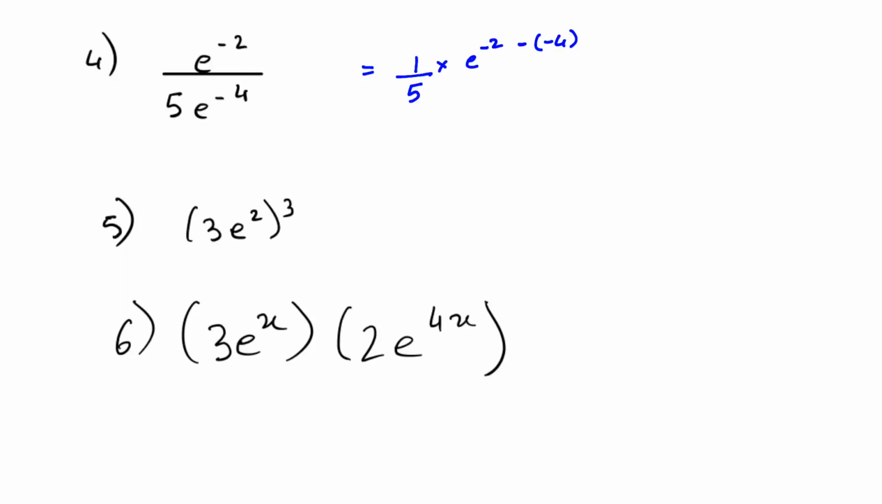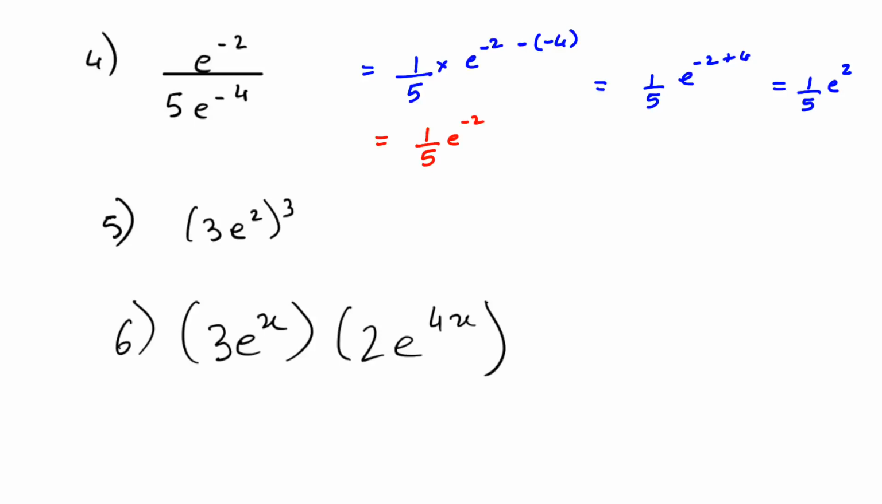And what is the sign? Negative 4. This will give us 1 over 5 e to the power of negative 2 plus 4, which is 1 over 5 e to the power of 2. You could also have solved it like this.